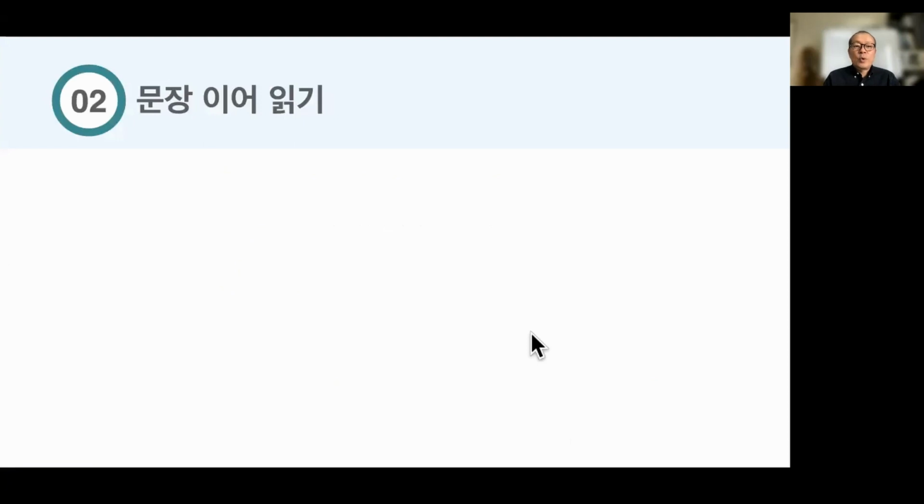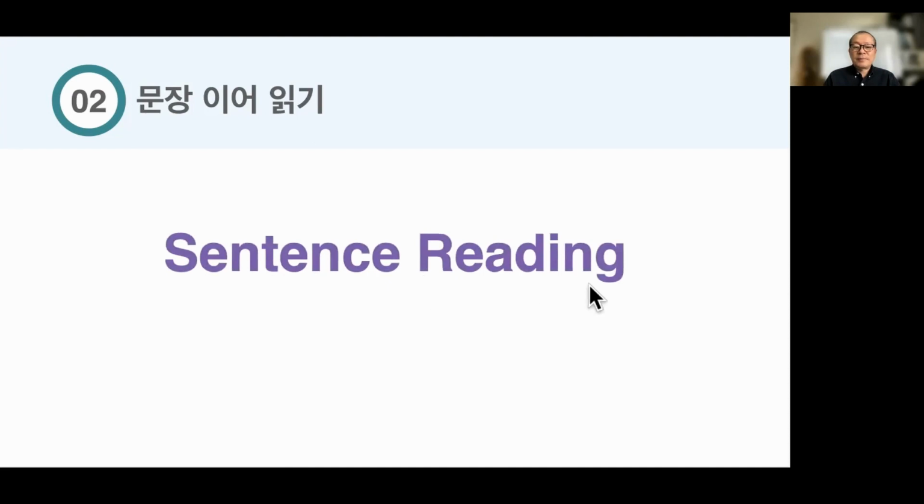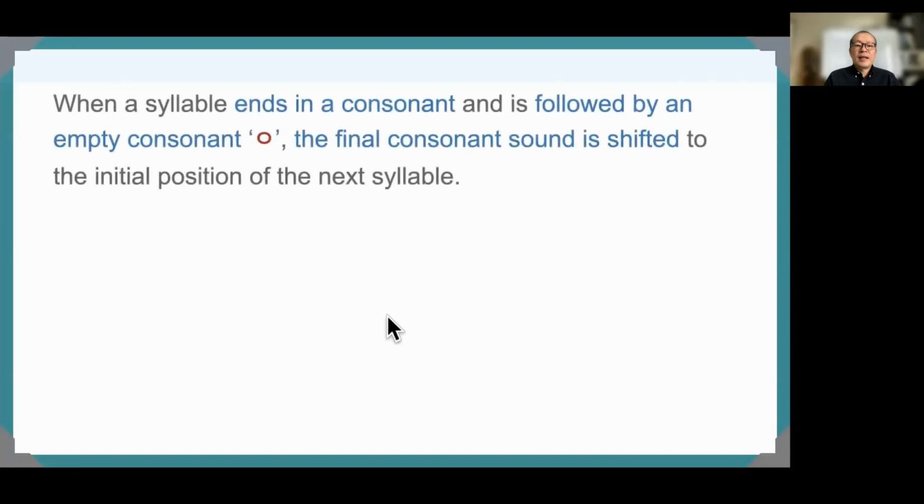Today we will study 문장 이어 읽기. That means sentence reading. We studied Korean alphabet, consonants, and vowels, and how to combine them. So from today, we will practice how to read words and sentences. There are some rules when you read Korean words and sentences, and today we will learn one rule.